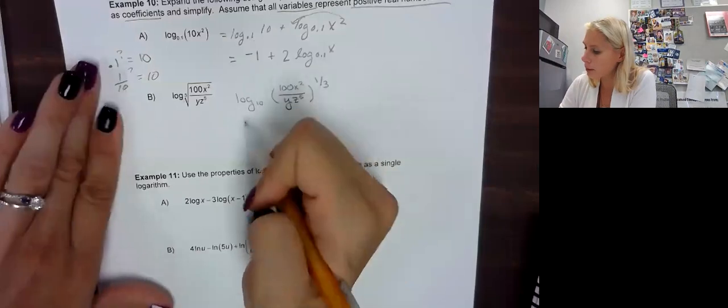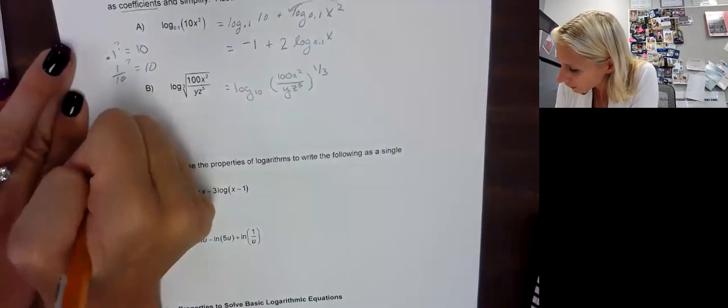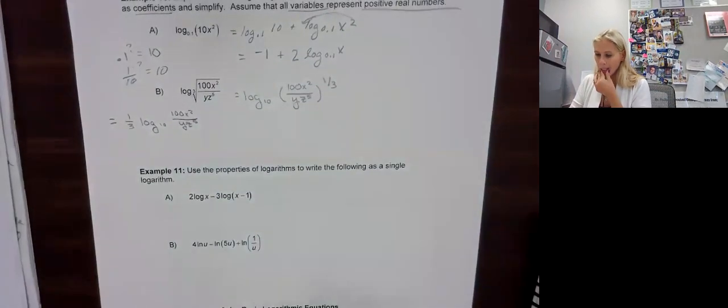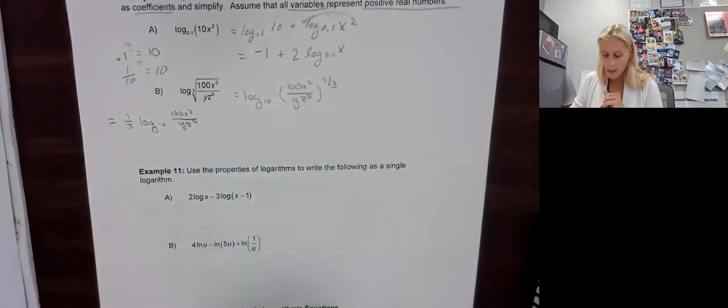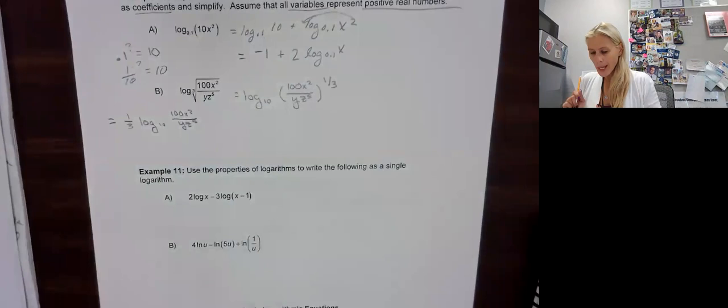Now, of course, we're going to put the 1/3 in front, right? Because that's where our exponents go. I'm going to actually start over here so that way I use more room. So right now I have 1/3 log base 10 of 100x squared all over yz to the 5th. Okay? Now remember, we're expanding, so let's keep going. What does division mean? Division means subtraction, and multiplication means addition.